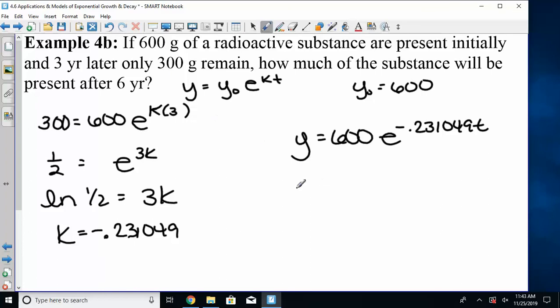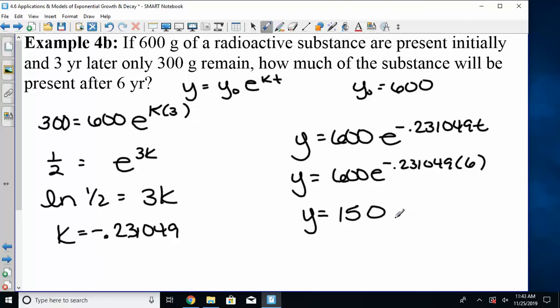Then we want to know how much is present after 6 years. We plug that in. What do you get? So 150 grams remain after 6 years. All right. How was that one?